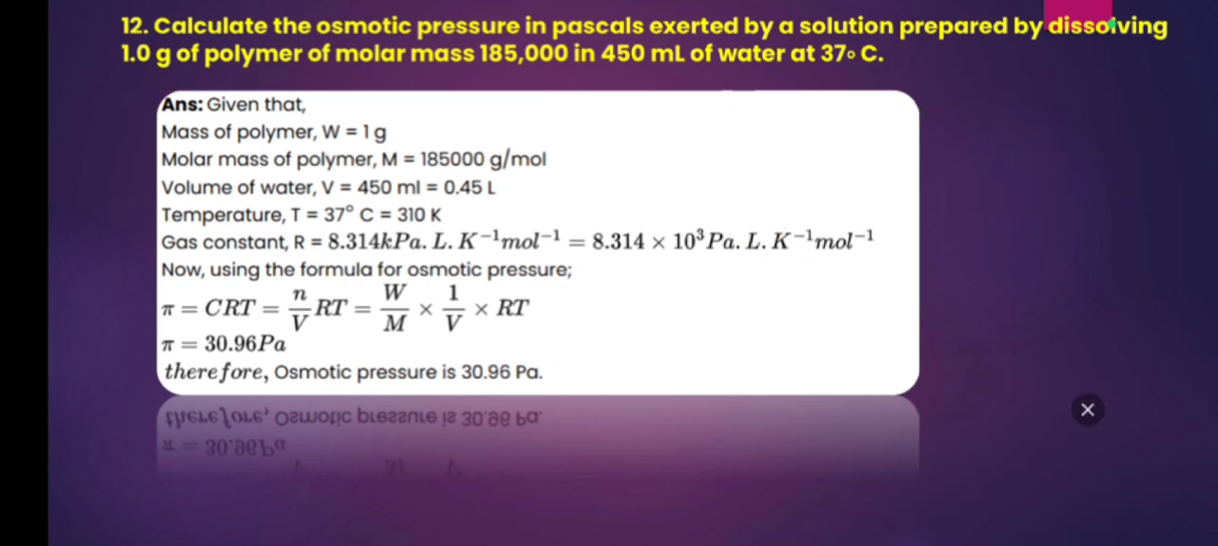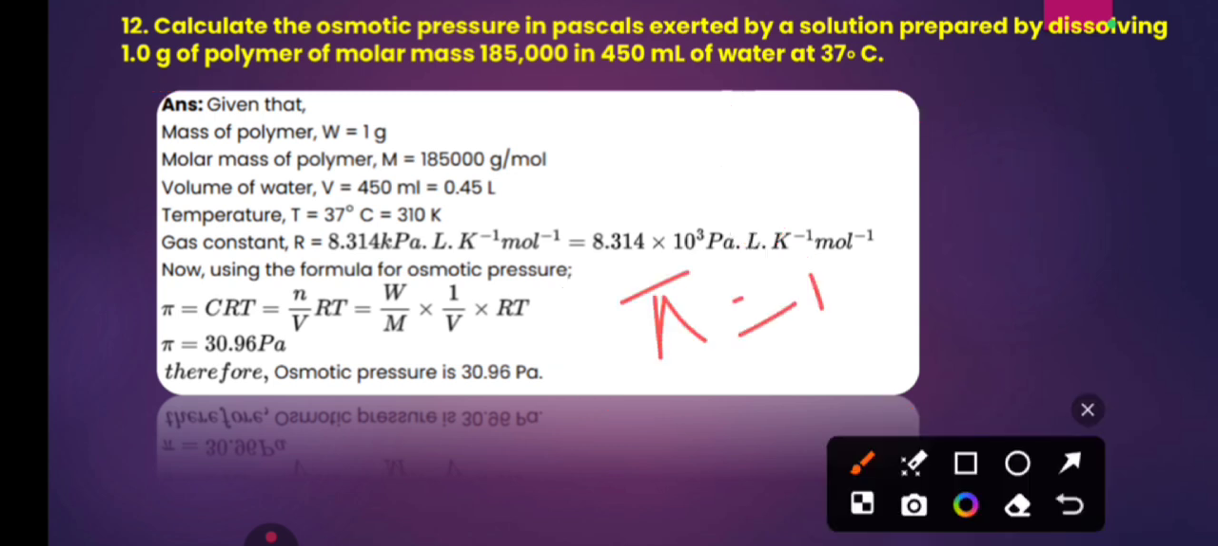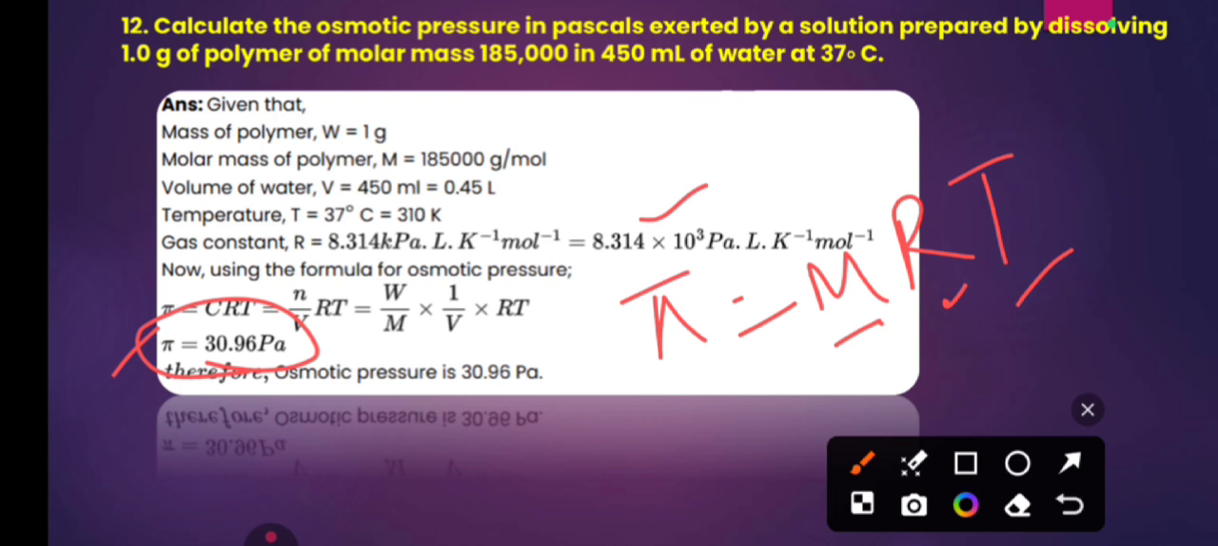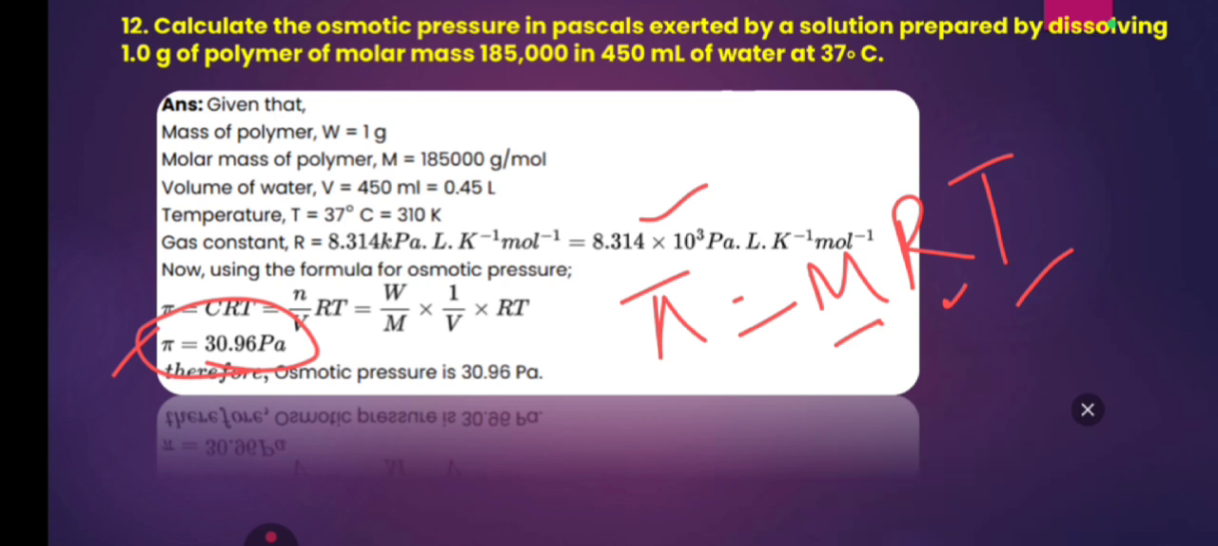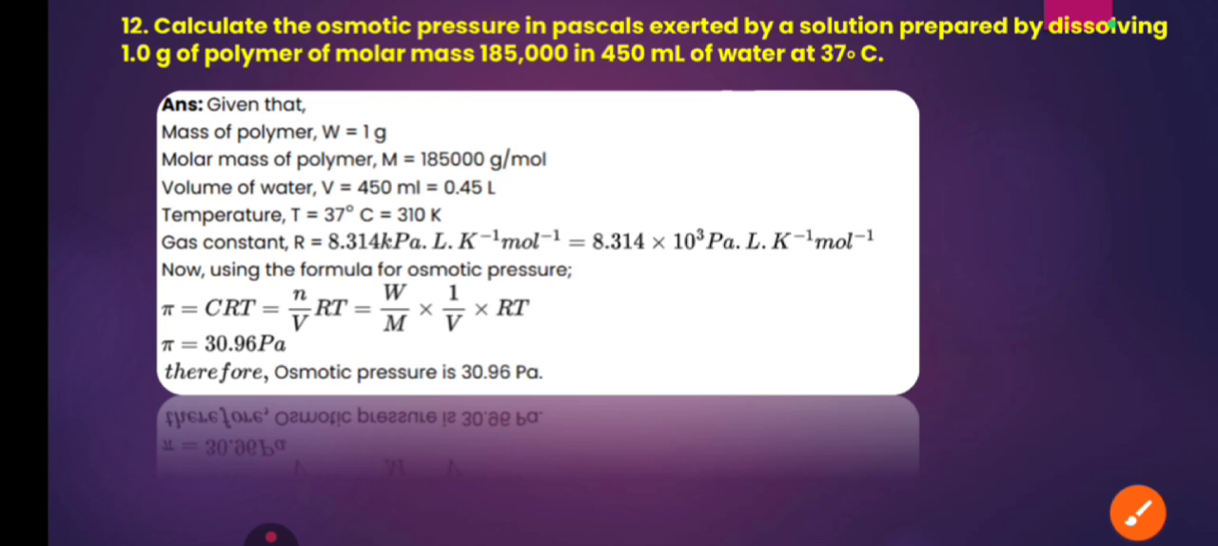So pi is equal to MRT. Molarity you can solve. R, this value 8.314 into 10 to the power 3 Pascal. T, temperature, is given to you. So by using this formula you have got the value 30.96 Pascal. So you have to do the numerical up to this only.